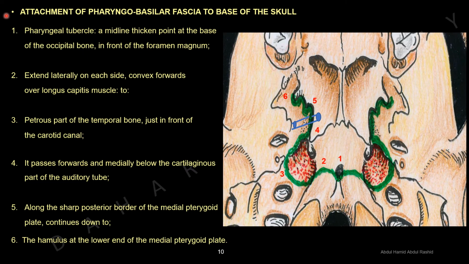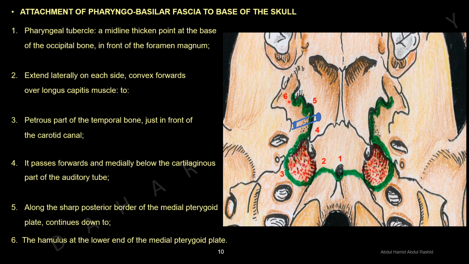Attachment of the pharyngobasilar fascia to the base of the skull. This is the base of the skull. We have already discussed the structures at the base of the skull where the pharyngobasilar fascia is attached. I hope you still remember. Number one is the pharyngeal tubercle. This is the petrous part of the temporal bone. This is the uppermost part of the posterior margin of the medial pterygoid plate. Finally, coming down to the lowest end is the hamulus.